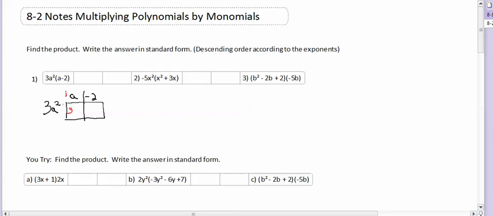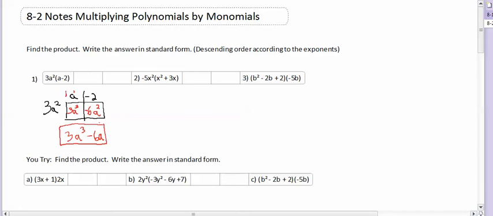And now we're multiplying bases. What do we do with the exponents? Again, there's an invisible 1 here. So 2 plus 1 is 3, so it's a to the 3rd power. And then we're going to go 3 times -2 is -6. And then we have a squared. So our answer is 3a to the 3rd power minus 6a. And that's our monomial multiplied by our binomial. Binomial, because there's 2 terms.